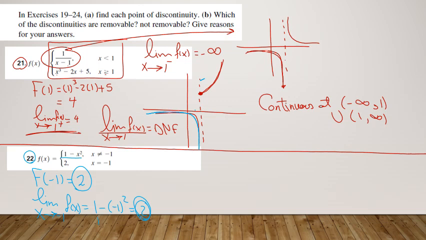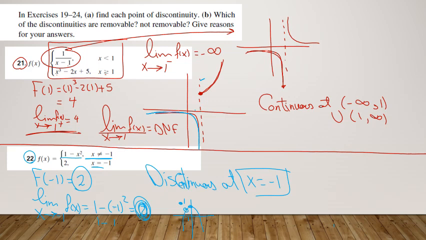Negative 1 squared is 1 and 1 minus 1 is 0. So this function is discontinuous at x equal to negative 1. If you need to graph it, the graph of 1 minus x squared is a parabola opening downward passing through the point 1. And it says x doesn't equal negative 1, so there is a hole here at negative 1. At negative 1, the function is 2.